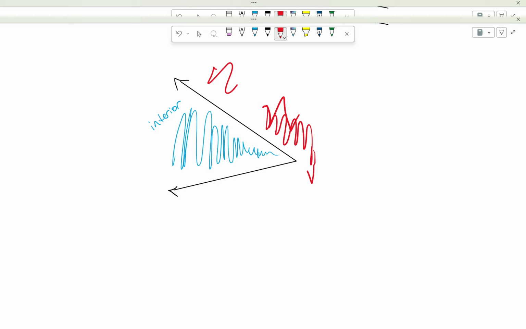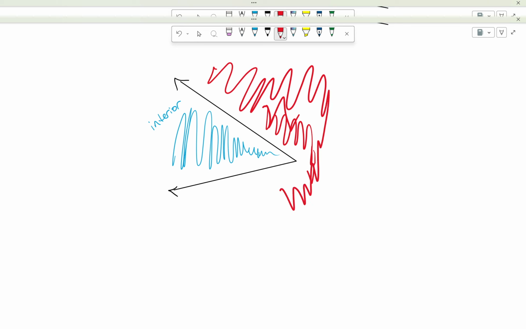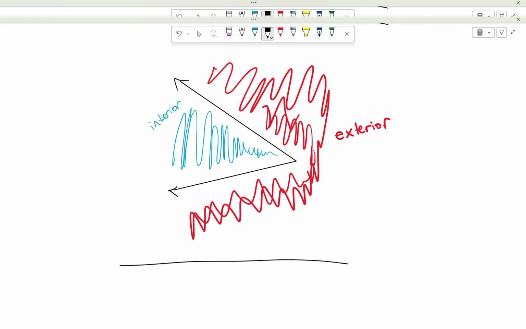all this space outside here. My writing is so bad it's trying to correct it into becoming a shape. So yes, this is exterior to the angle. So, interior versus exterior. Now we have some common ground when we are doing the work here.